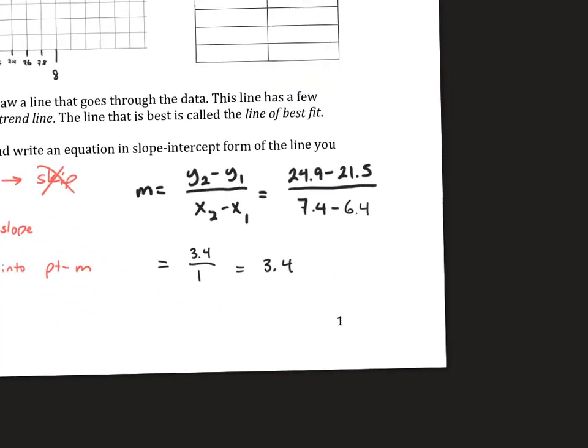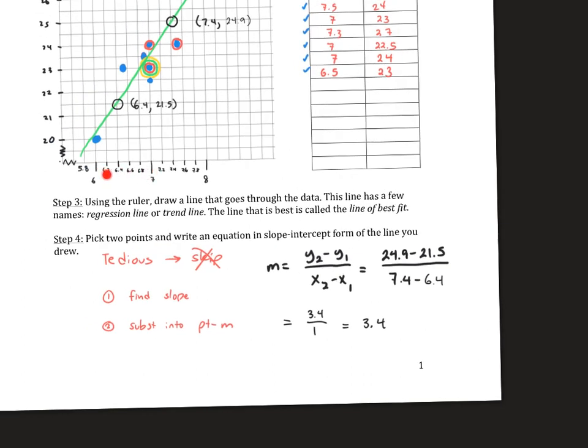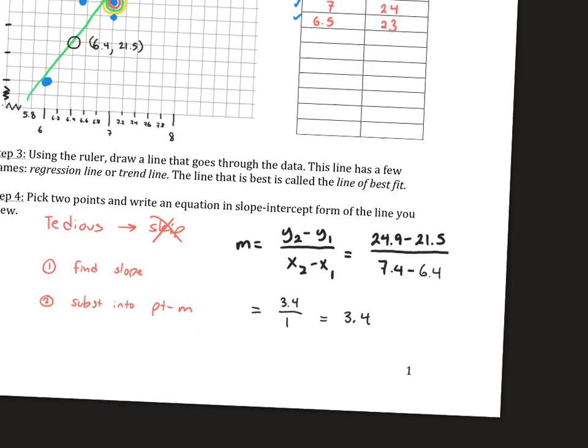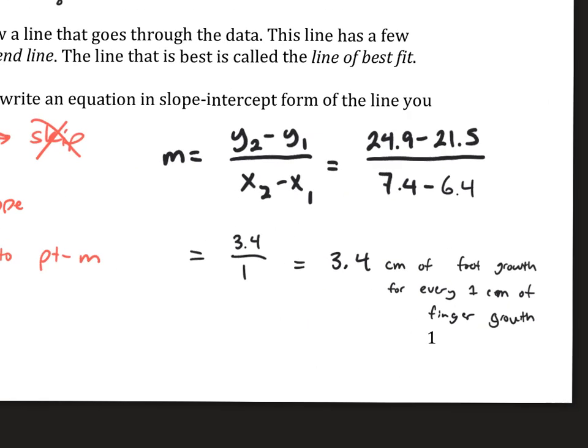And what does this mean? Well, it means for every 1 inch finger grows, your foot grows by 3.4. And my apologies, we're using centimeters down here, but the ratio still stays the same. So 3.4 centimeters of foot growth for every centimeter of finger growth. So growing 3.4 times faster.